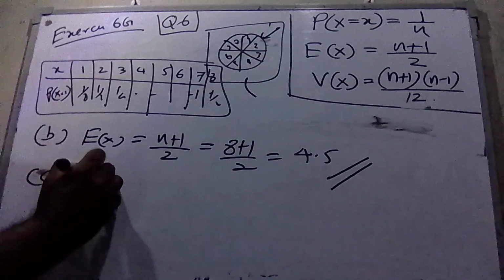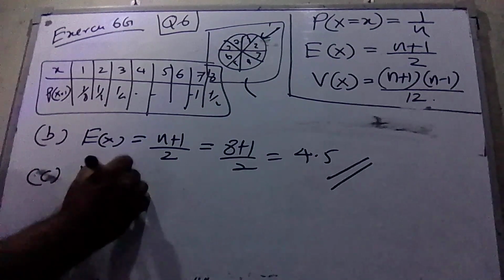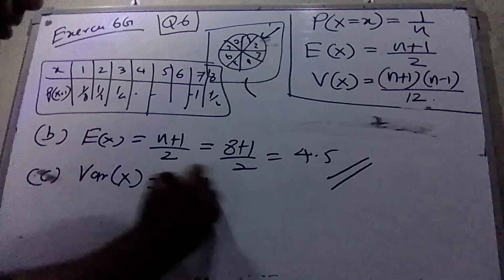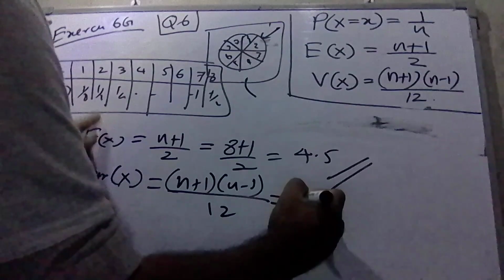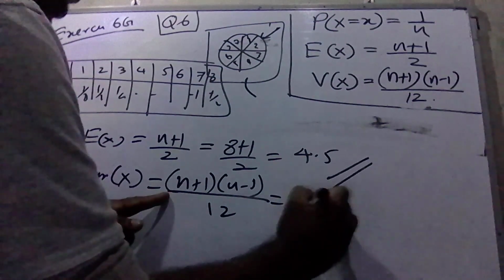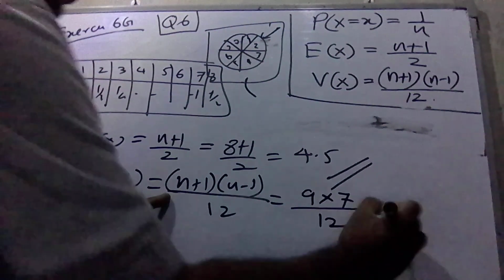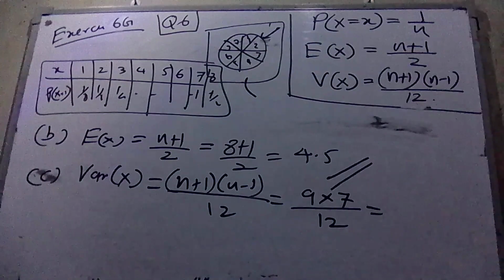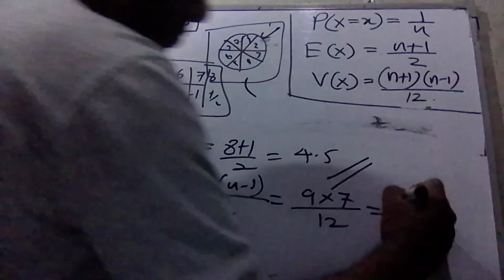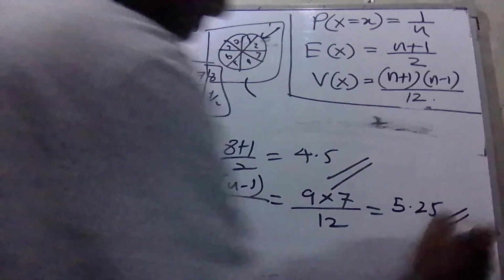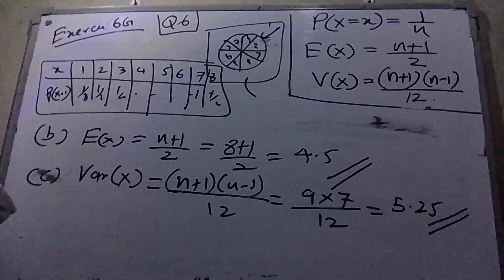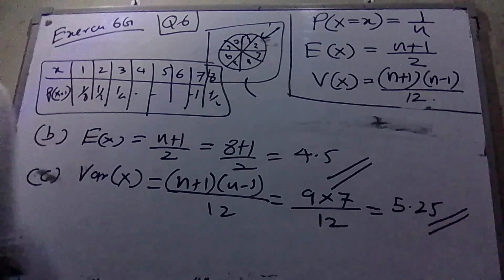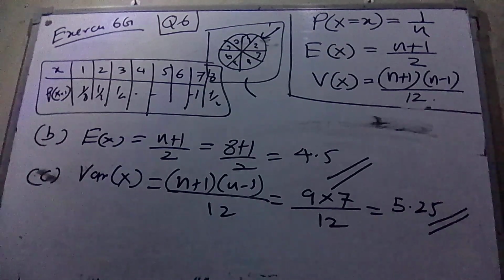Part C, variance of x. So that is (n squared minus 1) over 12. So n is 8, 9 into 7 over 12, that will come to, I'll put the answer now, I don't have a calculator, so the answer is 5.25. And part D, it's asking to explain why a player should not expect to make money over a large number of spins.